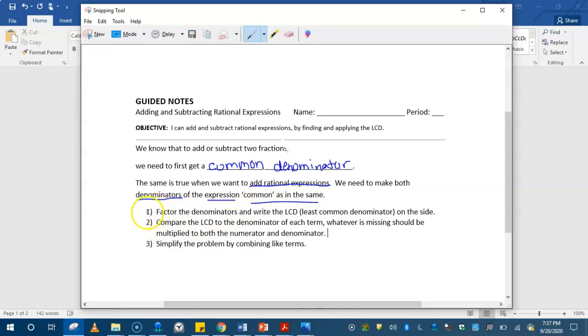Okay. So how we're going to do these steps is first we're going to factor the denominators, and then we're going to write the least common denominator on the side. We're going to compare the least common denominator to each term. And whatever is missing, we're going to multiply both the numerator and denominator by that. And then finally, we're going to simplify the problem by combining like terms.